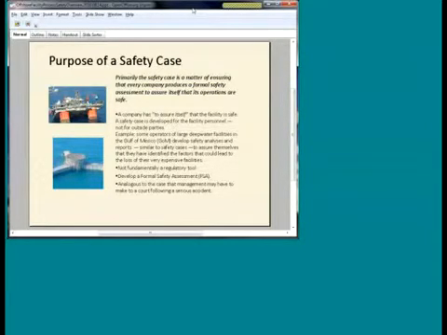The second part of the quotation I'd like to talk about is the phrase formal safety assessment. And that's a major part, it's probably 95% of the effort in a safety case goes into that formal safety assessment.